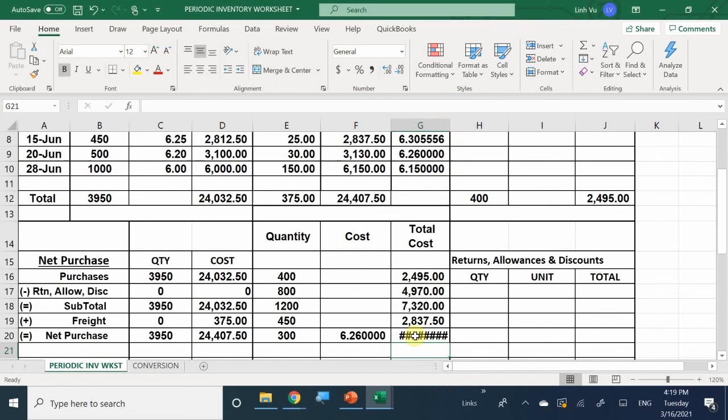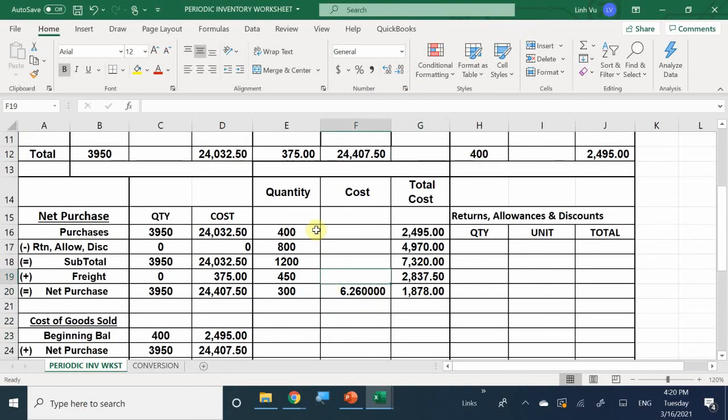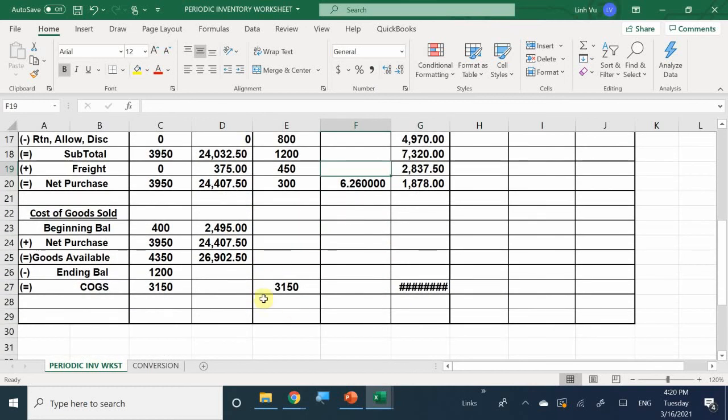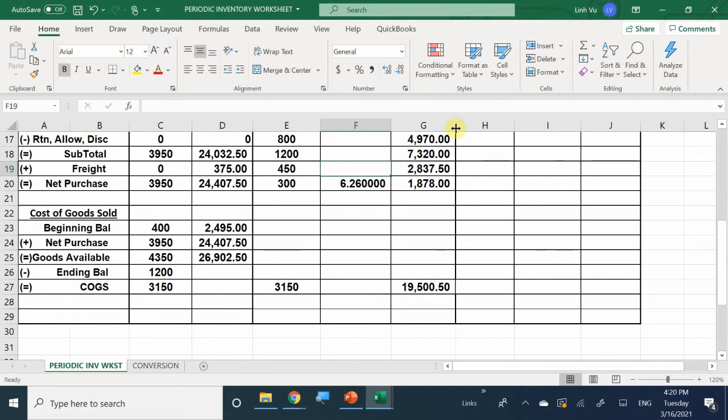Okay, let me reduce the number of decimals. There we go. $1,878. Okay. And now we have a total of 3,150 at a grand total of 19,550 even. Okay, so there we are.